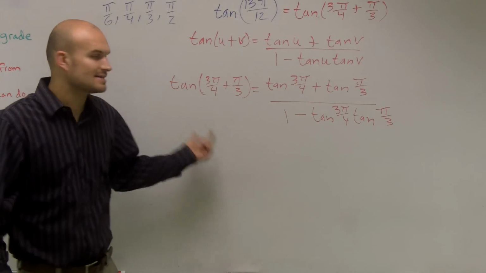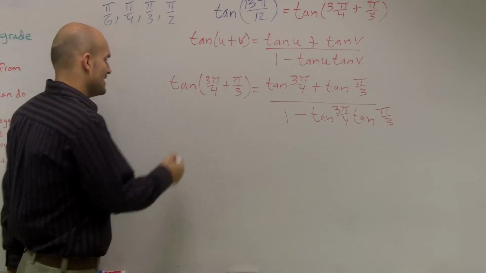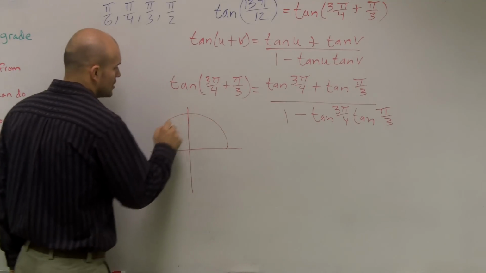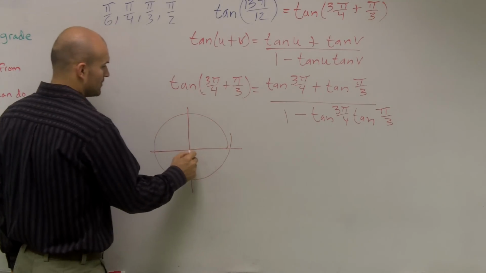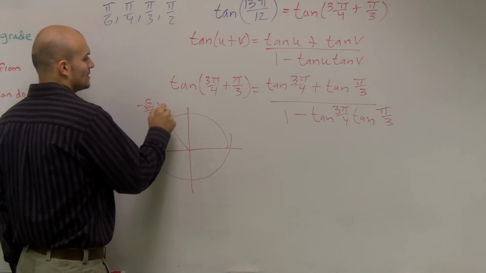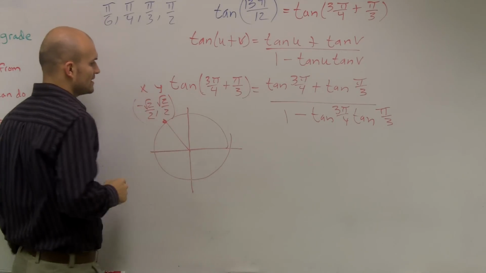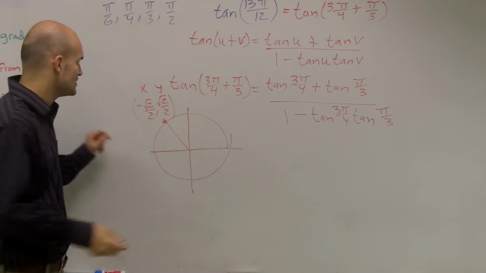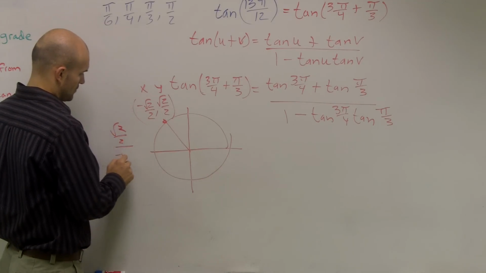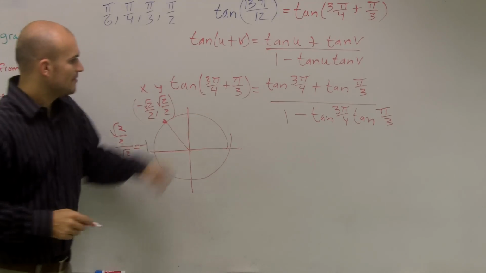So now I can simply find the values of tangent of 3 pi over 4 and tangent of pi over 3. When I take a look at my unit circle, I know that 3 pi over 4 is right here, which is the point negative radical 2 over 2, comma, radical 2 over 2. When I put y over x, which is tangent, I get negative 1.